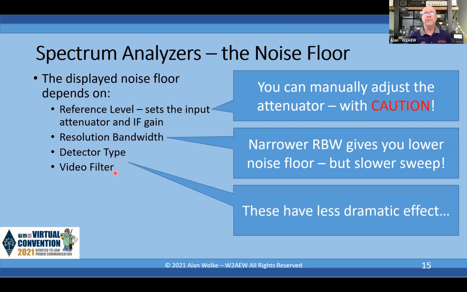The detector type and filter are not going to have a very dramatic effect on the noise floor, more just of the appearance of the noise floor, but not necessarily the absolute level of it. It's really the RBW, reference level and attenuator that determine what that noise floor is.